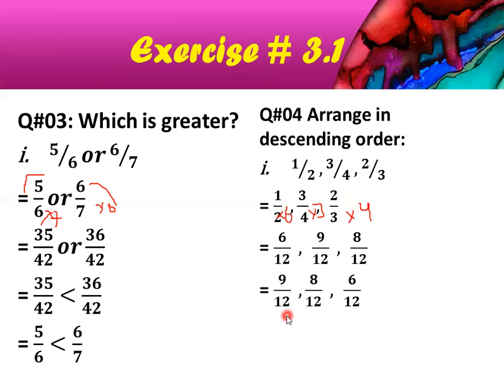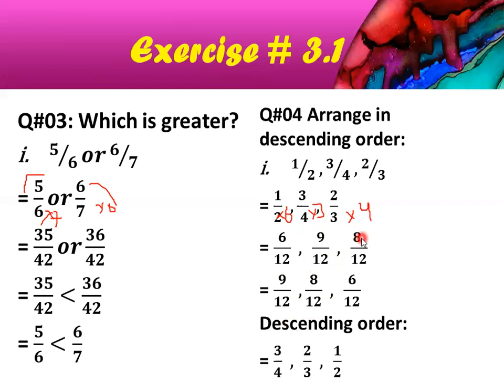Now what you will do, you will simply write the answer of 9 upon 12, which is 3 upon 4. So simply you will write the descending order. What is the descending order? 3 upon 4 first, since 9 upon 12 is the answer of 3 upon 4.